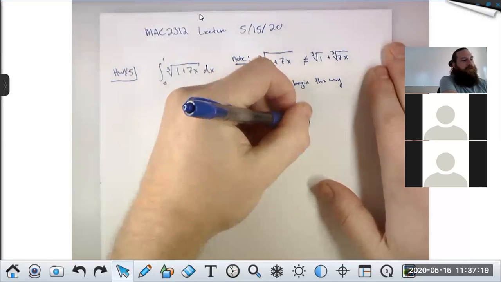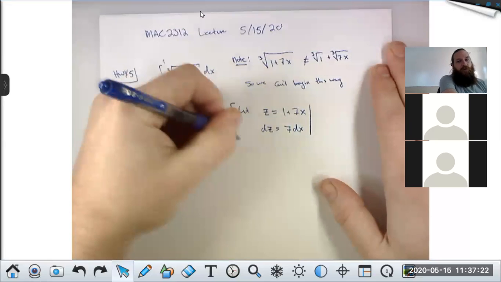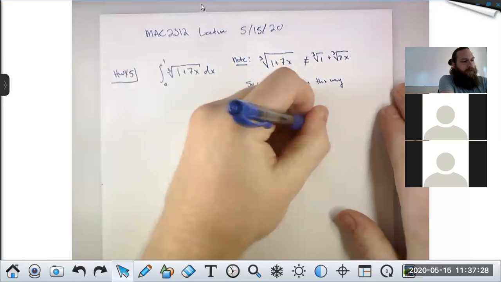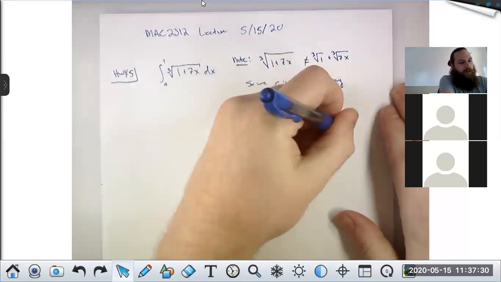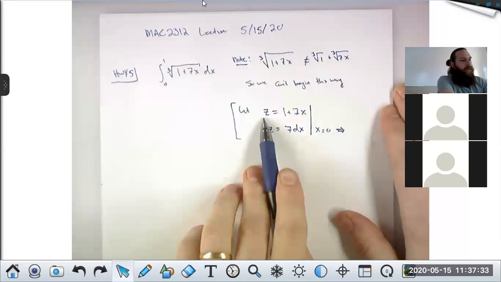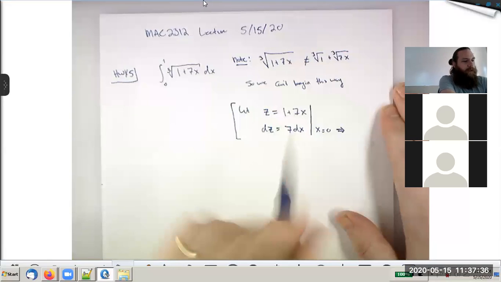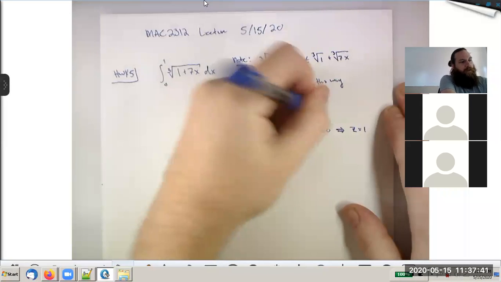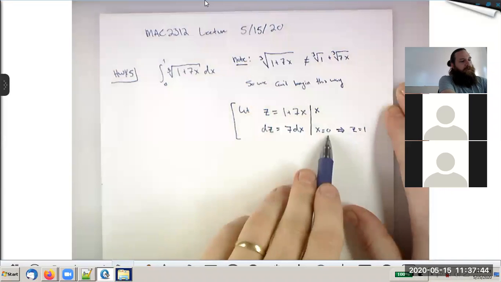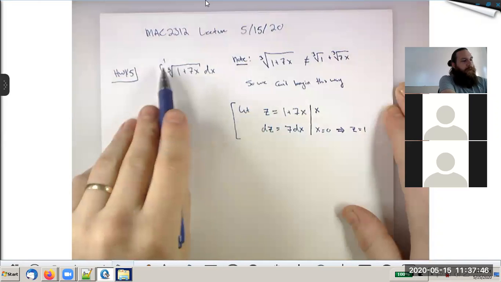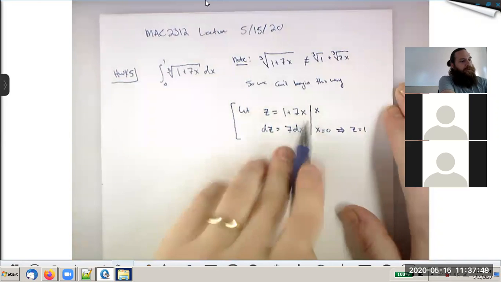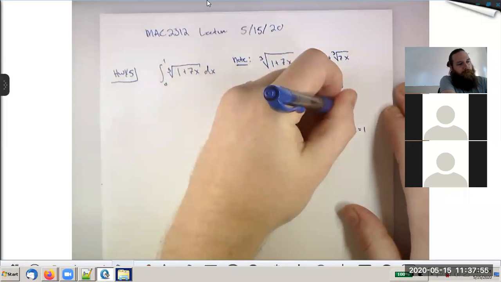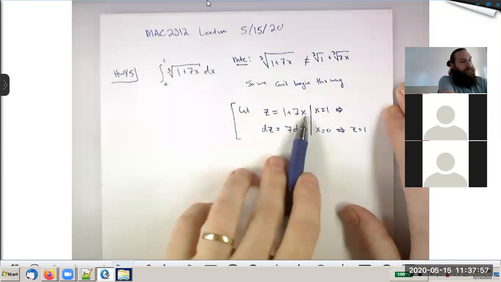And also, because this is a definite integral, I need to change my bounds. When x is equal to 0, that means z is going to be 1 plus 7 times 0, which is 1. So when x is equal to 0, z is equal to 1. And so my new lower bound, my old lower bound was 0, my new lower bound will be 1. And then to find my new upper bound, I plug my old upper bound into this expression. So when x is equal to 1, what is z? Well, z would be 1 plus 7 times 1, which is 8.